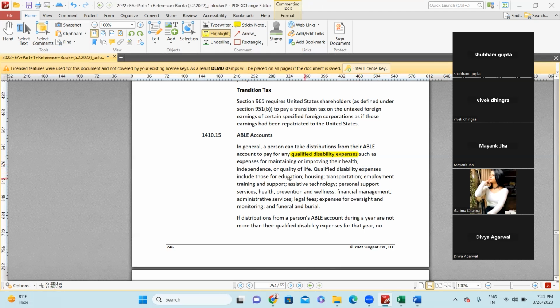Qualified disability expenses include education, housing, transportation, employment training and support, assistive technology, personal support services, health, prevention and wellness, financial management, administrative services, legal fees, expenses for oversight and monitoring, and funeral and burial expenses, right?